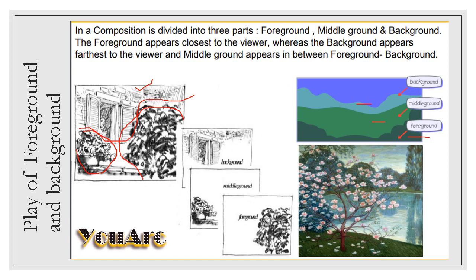In the composition, it is divided into three grounds, that is fore, middle and background. Foreground appears closest to the viewer, whereas background appears further away from the viewer. Middle ground appears in the middle of fore and background. That's it.